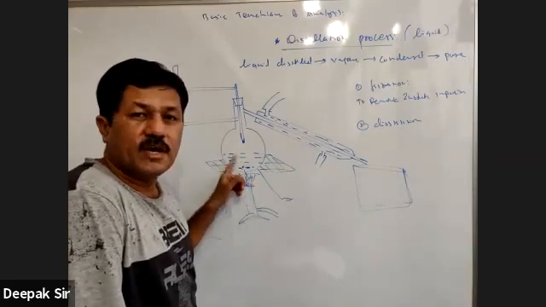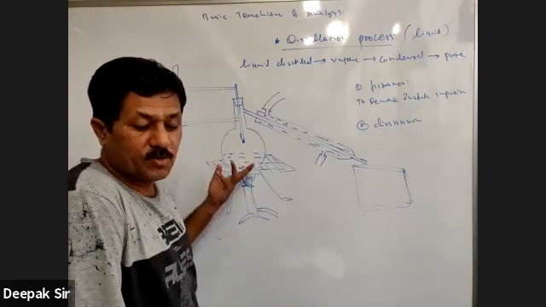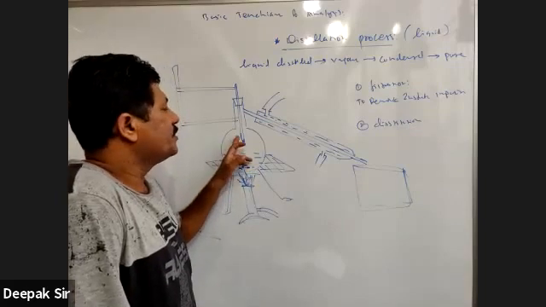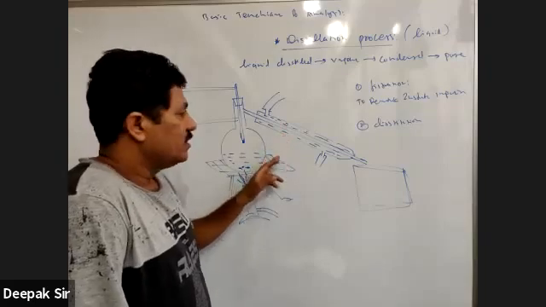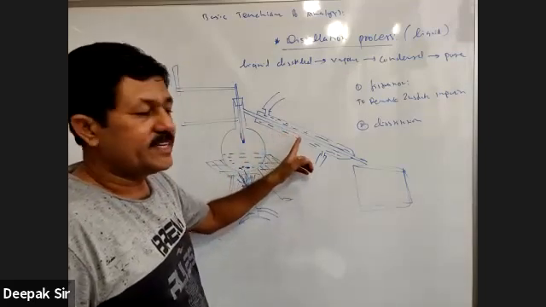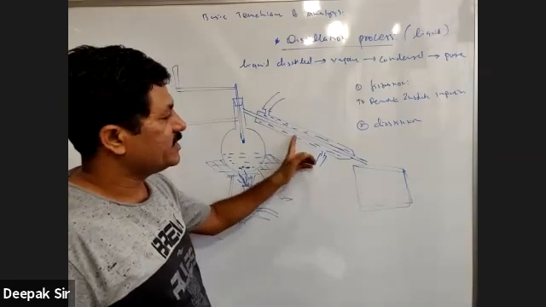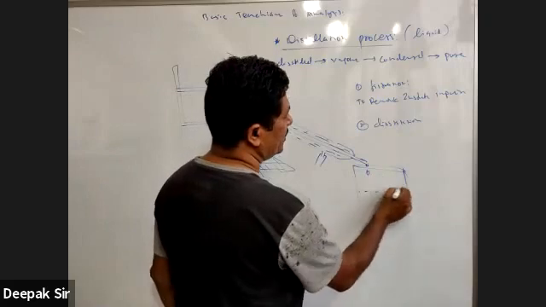Suppose it's water. If this is water, then this thermometer will show 100 degrees Celsius temperature because it's a boiling point. So, when it is heated, it will convert into vapors. These vapors will come into this condenser. In the condenser, these vapors will get condensed because here there is a continuous flow of water. It will cool down, that will condense, and this will be collected here drop by drop.